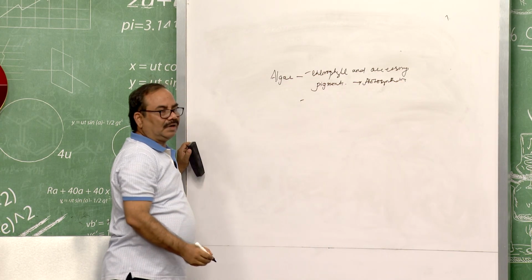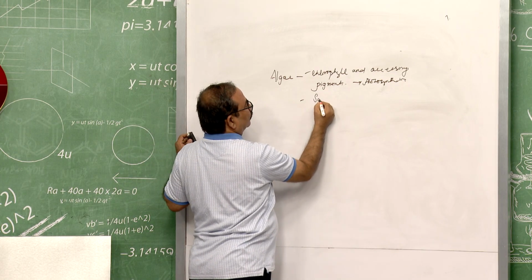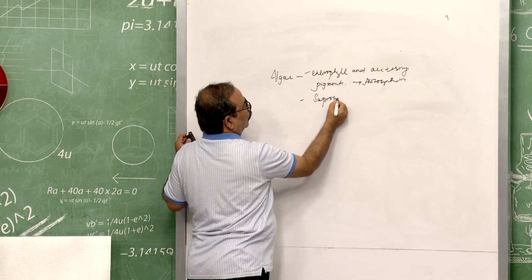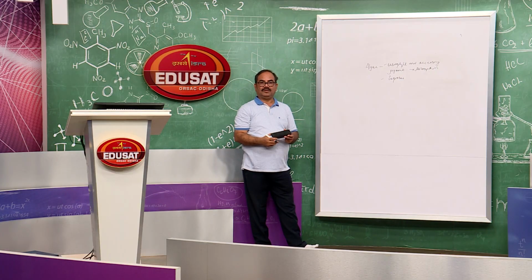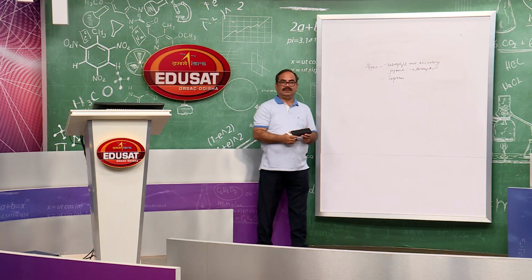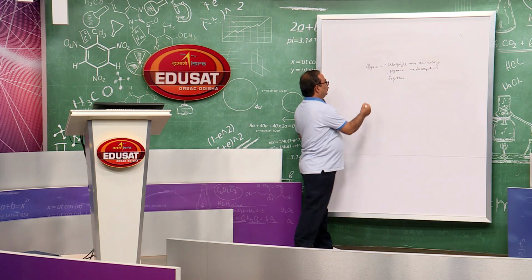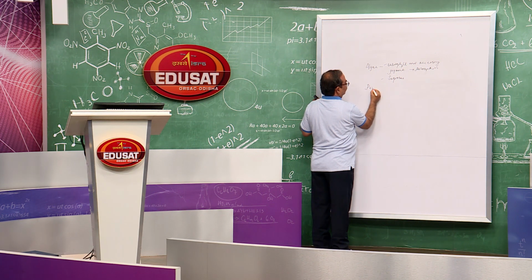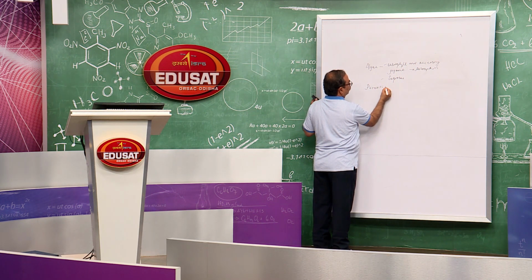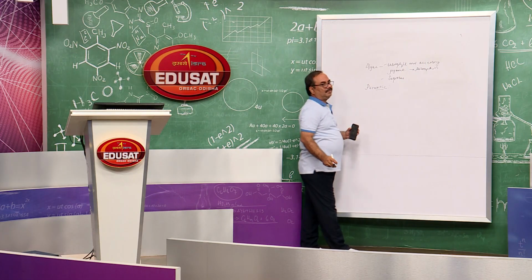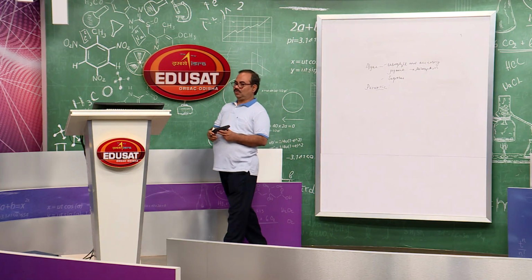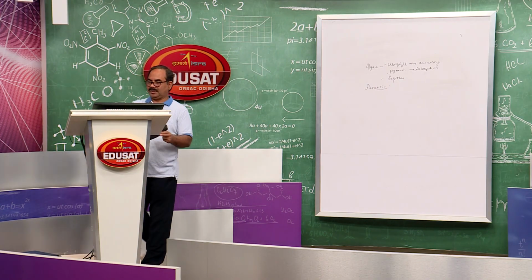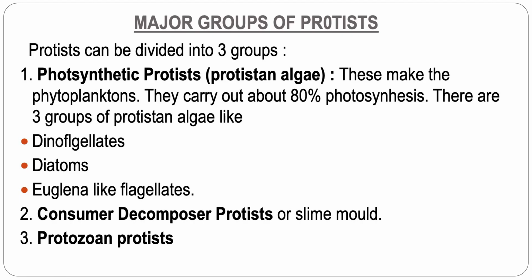Then they are also saprophytic when they depend on already synthesized organic matter, and they are also parasitic. When they are parasitic, they live on living organisms and cause diseases to the hosts. We shall then come to the major groups of these protists.